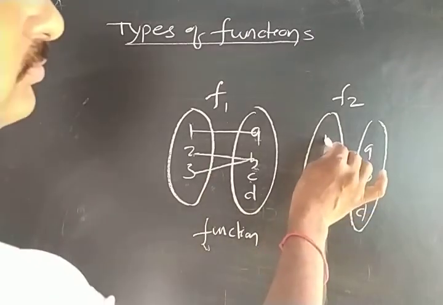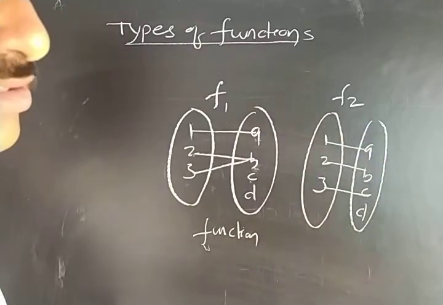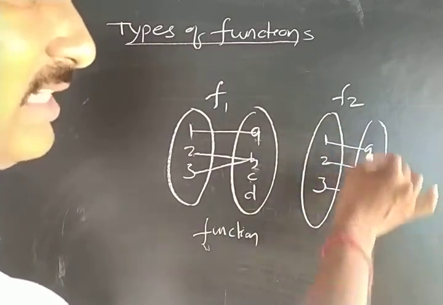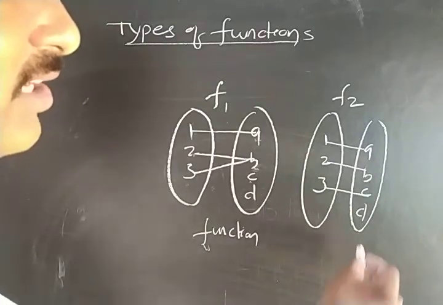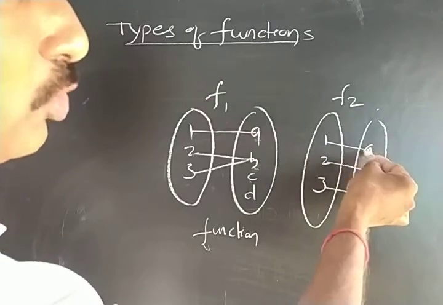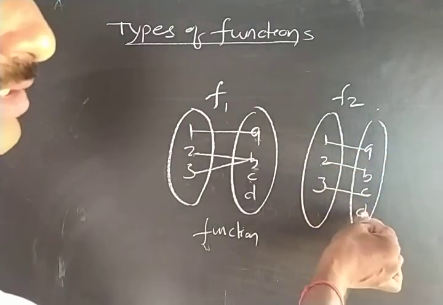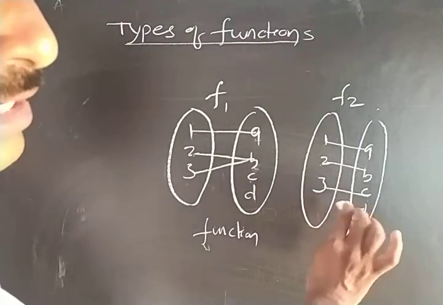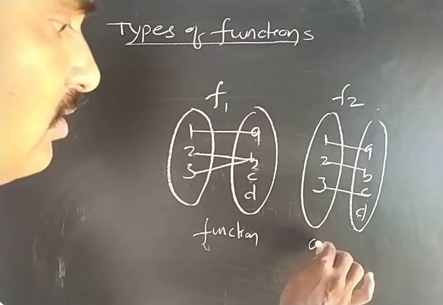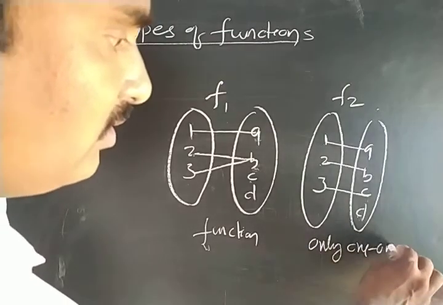Now 1, 2, is this a function? Yes. Is it 1-1? Yes. Different elements have different images. Is this onto? No. Why not onto? To check onto, we should check codomain elements. These codomain elements have pre-images. This codomain element does not have any pre-image, so it is not onto. It is only 1-1, only 1-1.